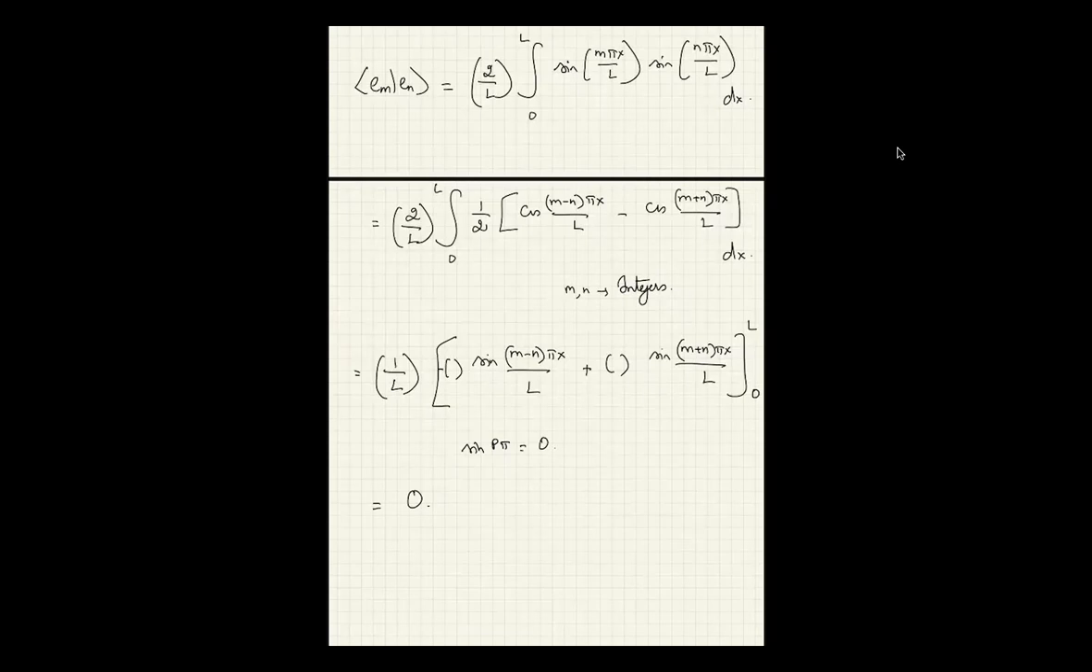evaluation of this guy. So notice that this derivation is true for all values of m and n, except if m is equal to n. Because if m is equal to n, we are not integrating a cosine function anymore, right? Because we are just integrating 1. So if m equals n, I have to do this slightly differently. The second part is okay.